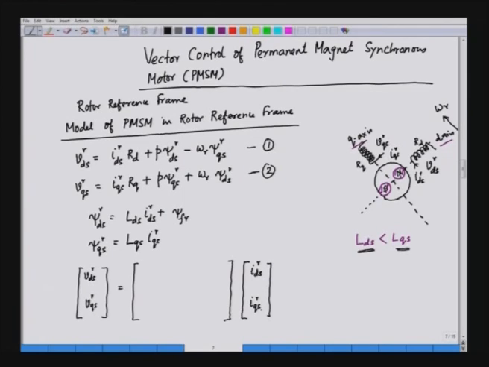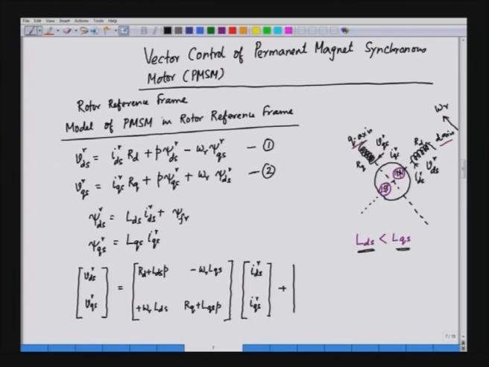And what about this matrix? In the matrix we have R d plus L d s p, and in this case we have minus omega r L q s. Similarly, this element would be L q plus R q plus L q s p, and this element will be plus omega r L d s.